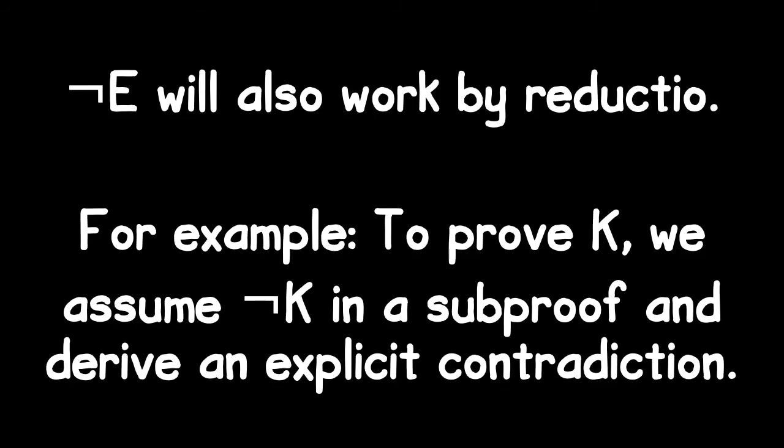Now consider this similar problem. Given not M, prove M. Notice that we can't use negation introduction because there's not a negation in M, which is the conclusion we want to end with. Our negation elimination rule will also work by reductio. So to prove K, we assume not K in a subproof and derive an explicit contradiction.